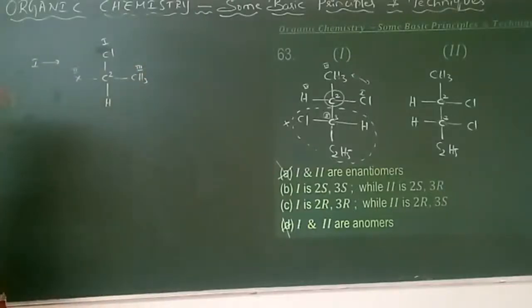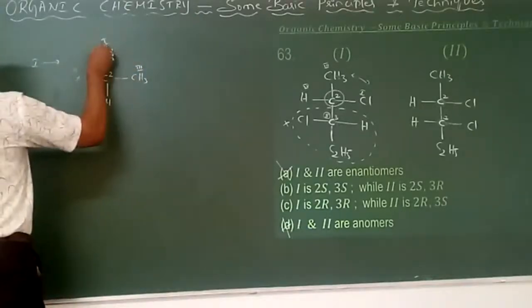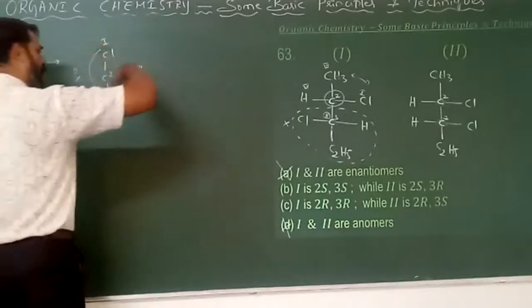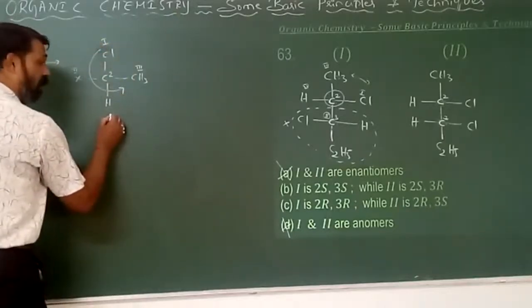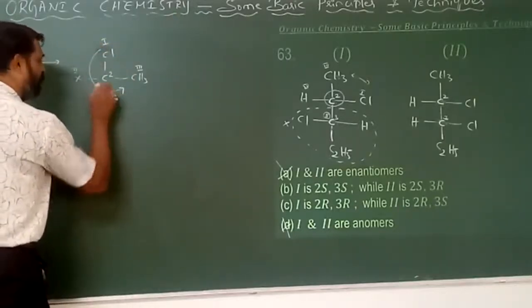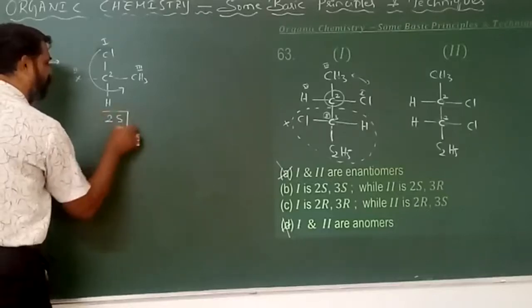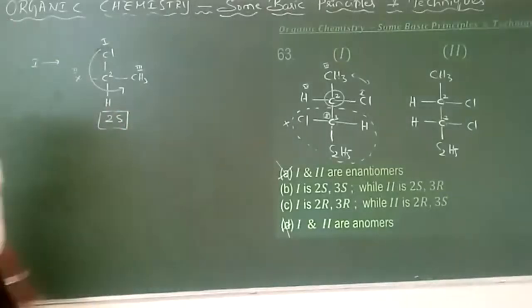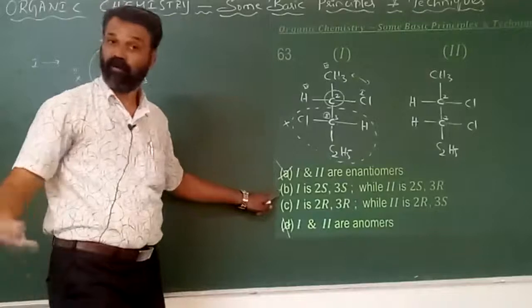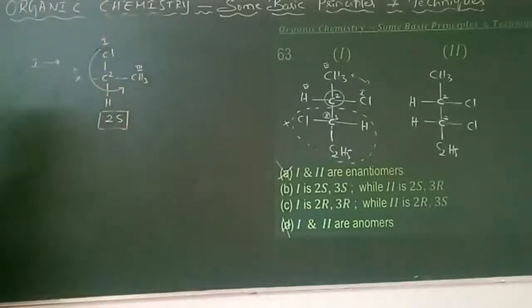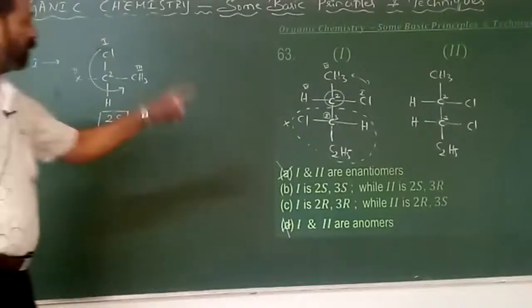Move from 1 to 2, 2 to 3, either clockwise or anti-clockwise. 1 to 2, 2 to 3, therefore it is anti-clockwise, therefore the second carbon atom is 2S. Immediately I will give the answer here, because it is 2S.